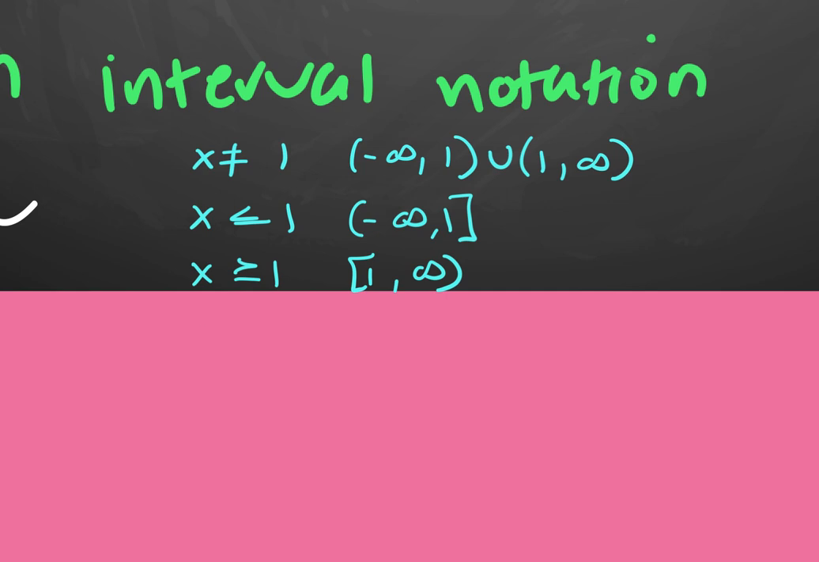If it said less than 1 and not or equal to, what changes? That bracket becomes a parentheses. Good. And if it said x is greater than 1, what changes from the bracket 1 to positive infinity? Good. Same thing. That bracket becomes a parentheses.